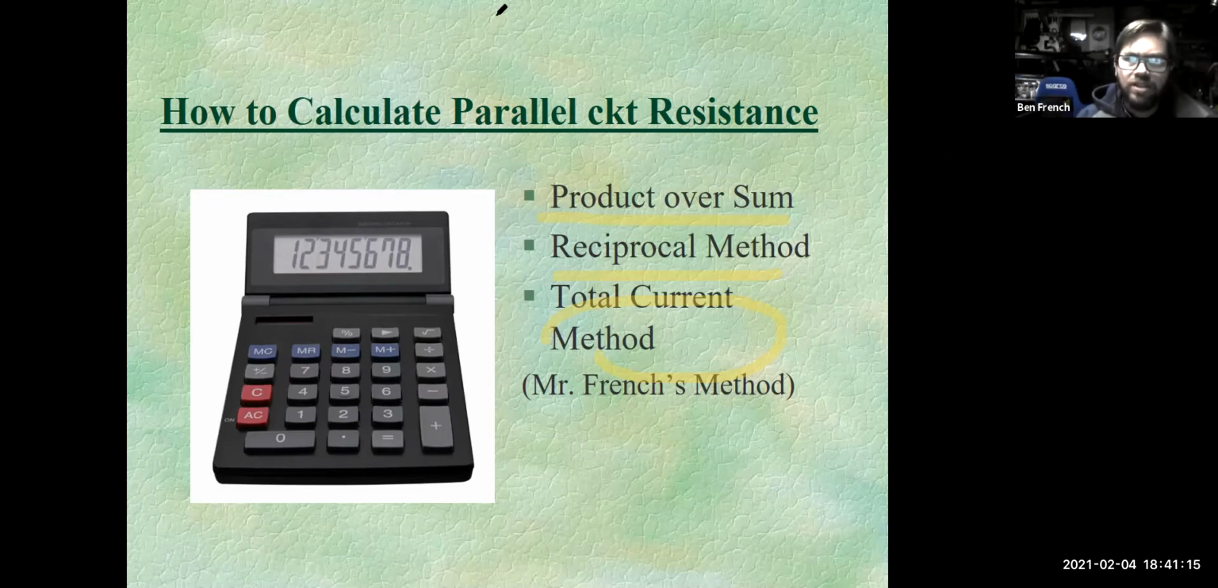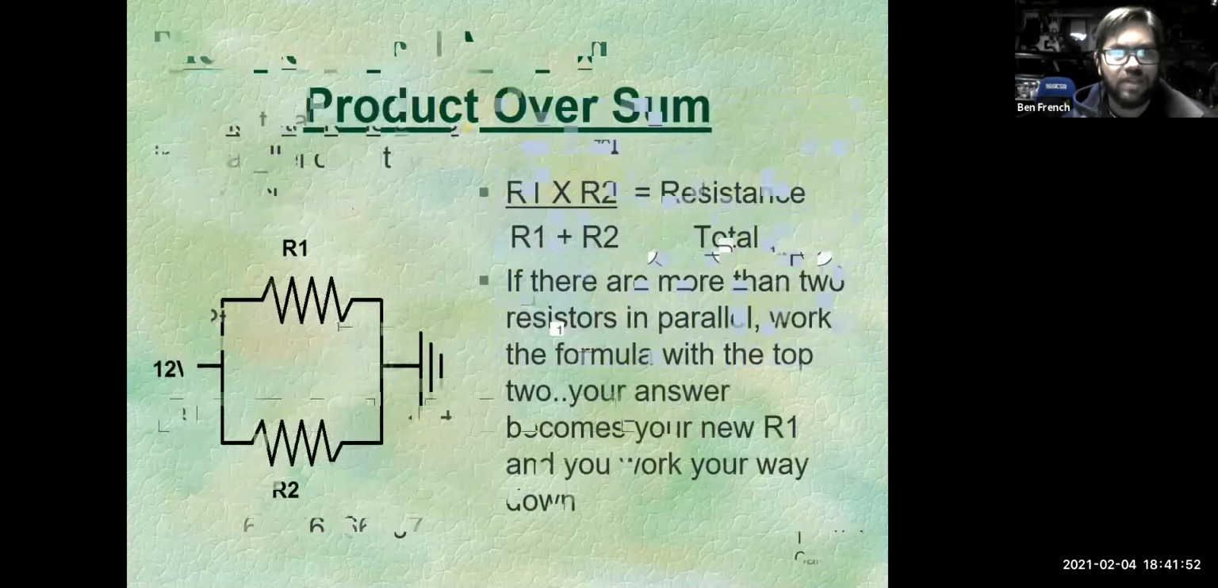Okay. So here's what we'll do. We'll start with the product over sum. I'm going to skip this reciprocal one. This is one where you can do problems quickly, but it tends to blow up everybody's heads. So if we have time at the end, we'll get into it. We're going to then focus on total current, and I'll show you why that's kind of my preferred method. So with that, let's keep going. Okay, product over sum.